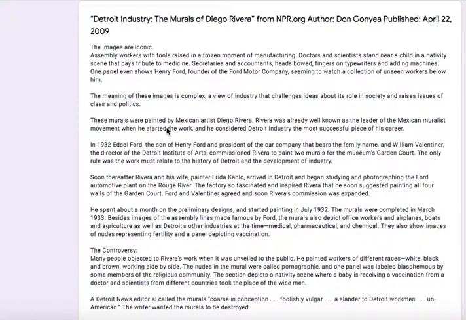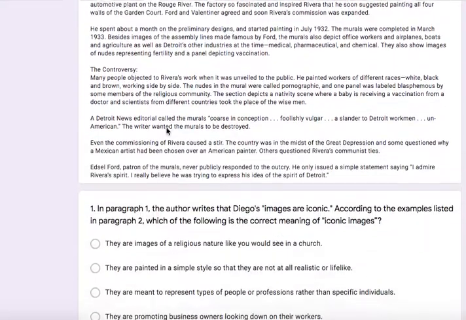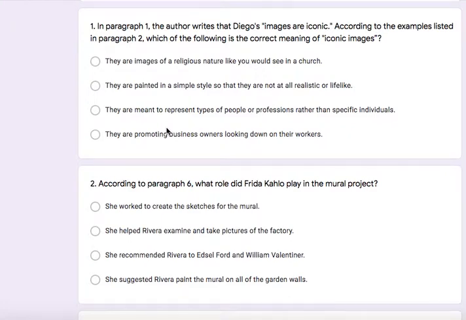Okay, this is an article published for NPR in 2009, which discusses the murals that Diego Rivera painted for Ford in Detroit, Michigan. I'm going to first start by going underneath the reading and looking at the first few questions. So here I know that I'm going to have to read paragraphs 1 and paragraph 2. Paragraph 1 is literally this one sentence, and then paragraph 2 starts after that. So when you're looking at paragraph numbers, count the very first one, 'The images are iconic,' as its own paragraph.